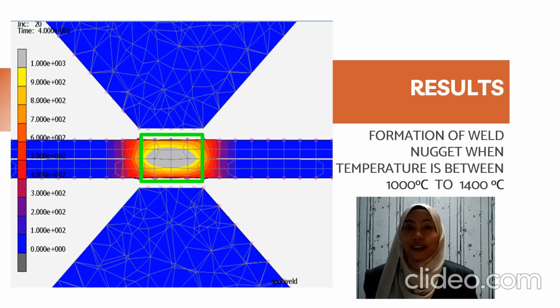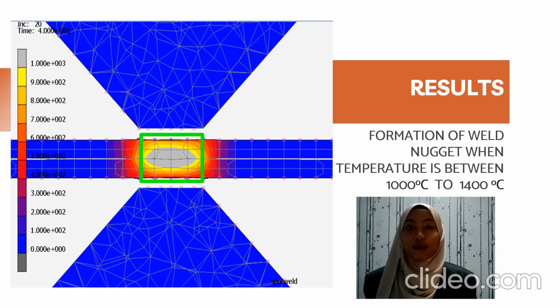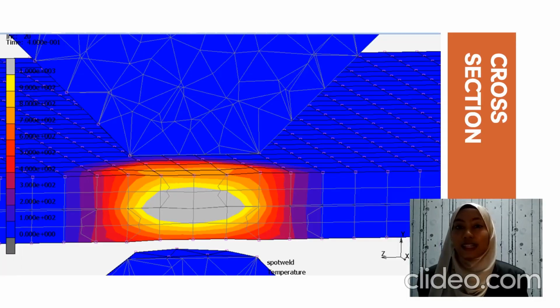As an example, in the figure, it is assumed that the weld nugget will start to form when it reaches 1000 degrees Celsius and above. Thus, the gray region showed the temperature of 1000 degrees Celsius. Hence, we assume the weld nugget has been formed. This is the 3D cross-section of the resistance spot welding simulation.